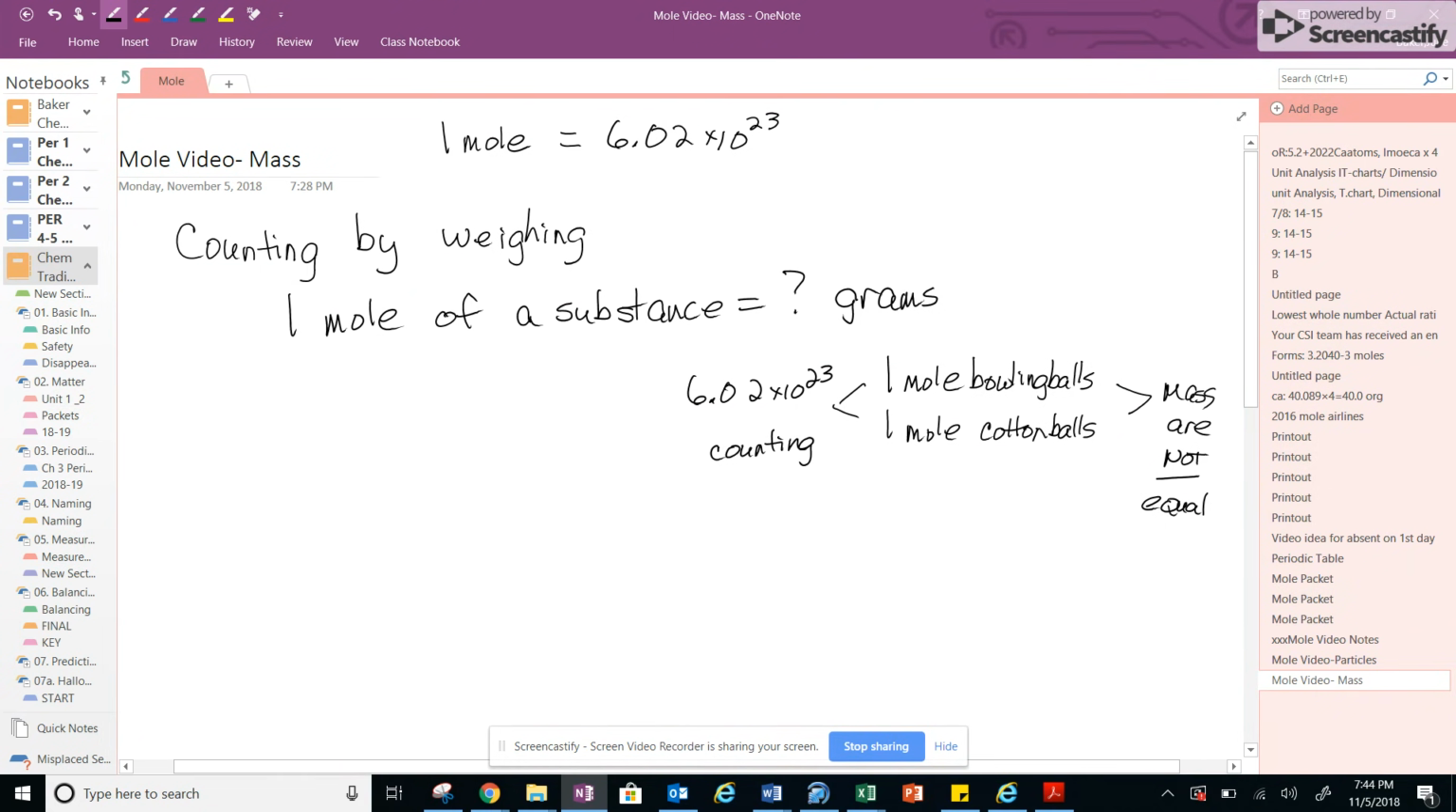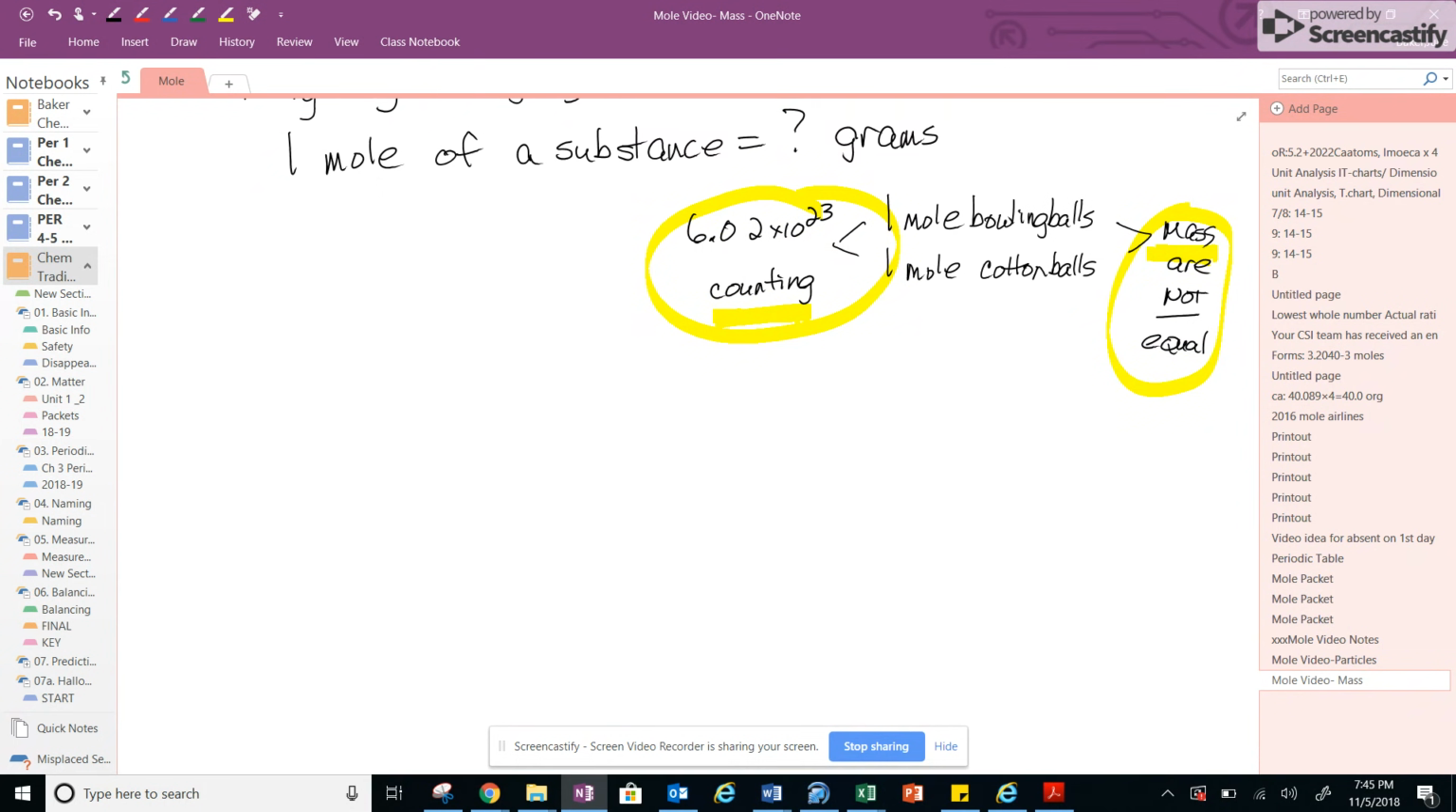I think sometimes people get confused with what a mole means, because a mole is always the same. It doesn't matter what you have, a mole is always the same. But a mole is always different as well. It's always the same if you're counting how many things you have, but if you're concerned about weighing them or what their mass is, the mass will be different. So how are we going to determine the mass of 1 mole of a substance?